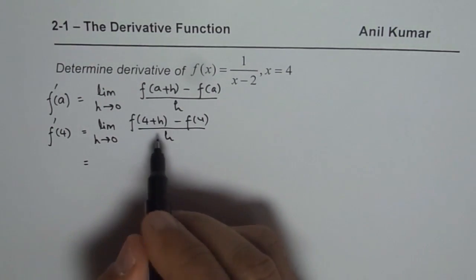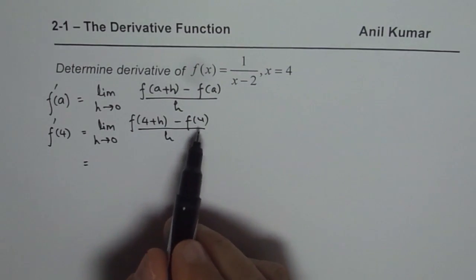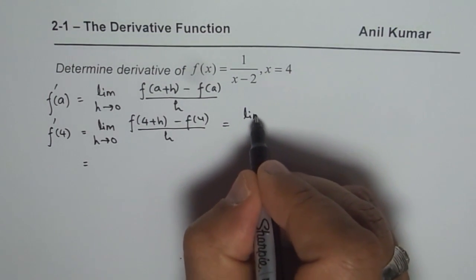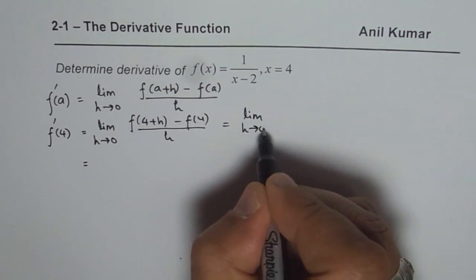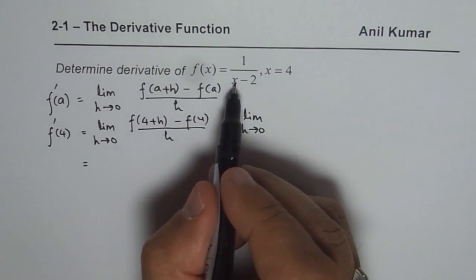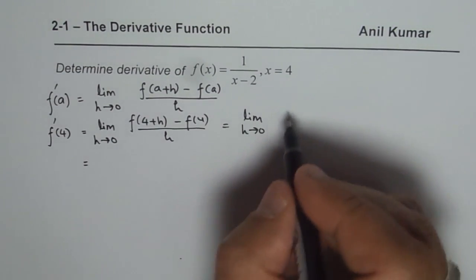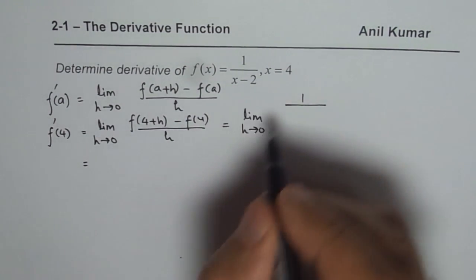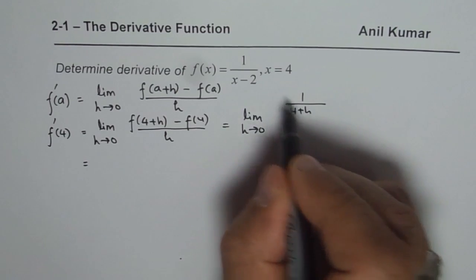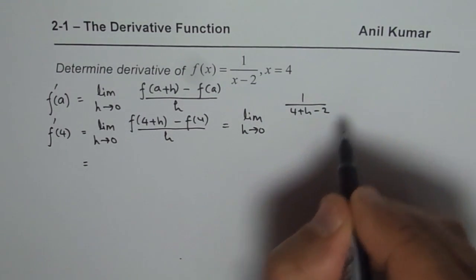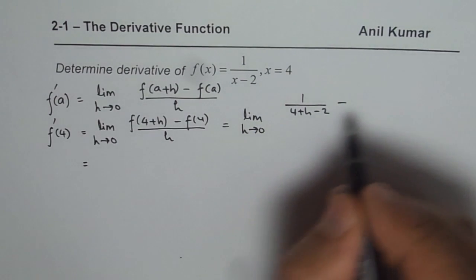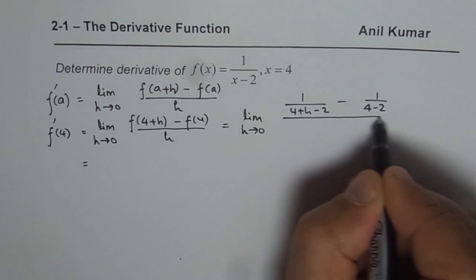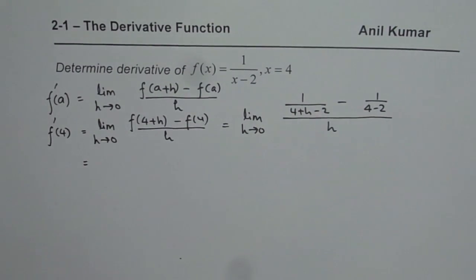So now we'll substitute 4 plus h into your expression. Let's continue this side. We can write this as the limit as h approaches 0. I'll replace x with 4 plus h. So what do I get? I get 1 over 4 plus h, and I already have minus 2 here, right? Minus f of 4 means 1 over 4 minus 2, divided by h. So that is what we get, right?